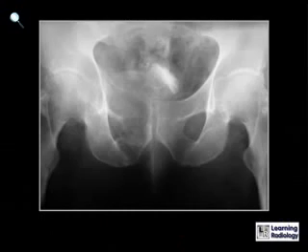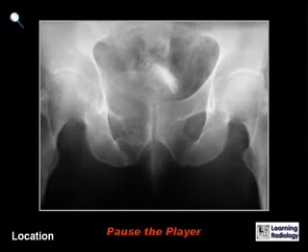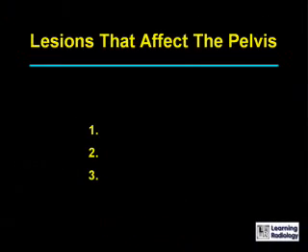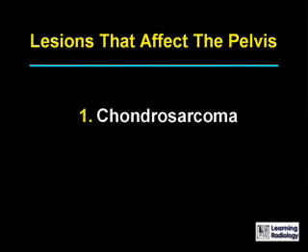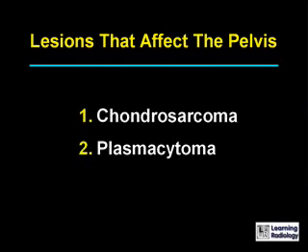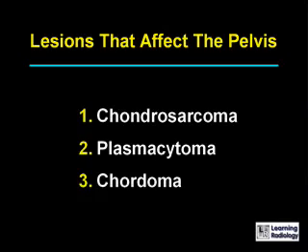Here is the next differential diagnosis. It too depends on the location of the lesion. Pause the player. The differential diagnosis is for lesions that affect the pelvis. There are 3 causes listed. Pause the player. 3 lesions that affect the pelvis include chondrosarcoma, plasmacytoma, and chordoma.